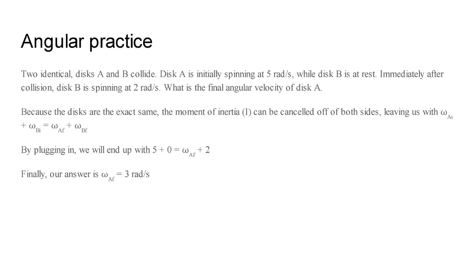Because the disks are the exact same size and the exact same mass, the moment of inertia, I, can be cancelled off of both sides, leaving us with omega AI plus omega BI is equal to omega AF plus omega BF. By plugging in, we will end up with 5 plus 0 equals omega AF plus 2. This leaves us with our final answer at omega AF, which is equal to 3 radians a second.